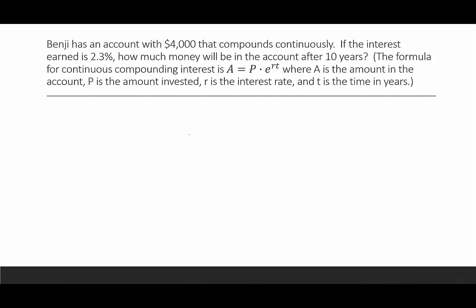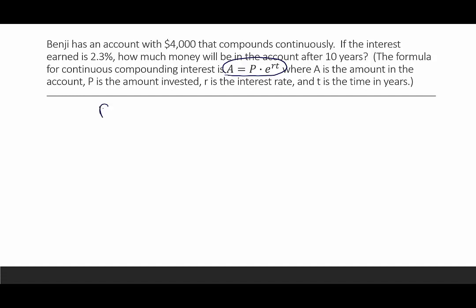Okay, in our first example, Benji has an account with $4,000 that compounds continuously. If the interest earned is 2.3%, how much money will be in the account after 10 years? And the formula that we want to use is A equals P times e to the RT. Remembering e is not a variable, it's the base, it's a constant. A is the amount in the account, P is the amount invested, R is the interest rate, and T is the time in years. So let's label everything we know.